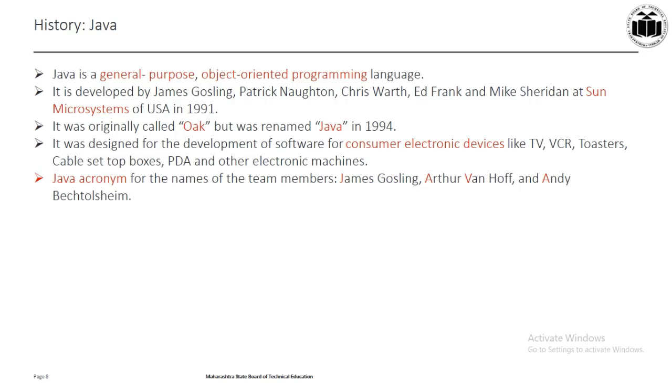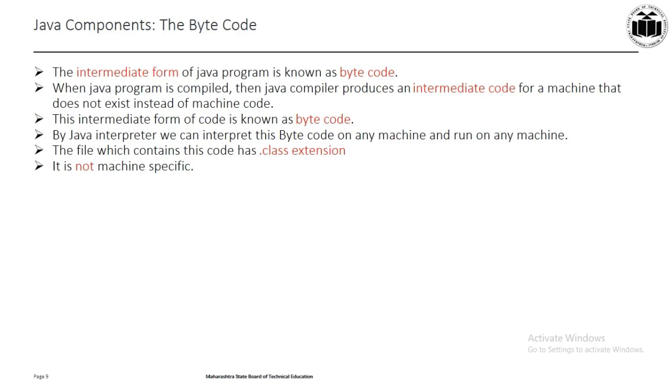Java is an acronym for names of team members. J stands for James Gosling, A stands for Arthur, V stands for Van Hoff, and A stands for Andy Bechtolsheim. In the next slide, we will see the Java components.